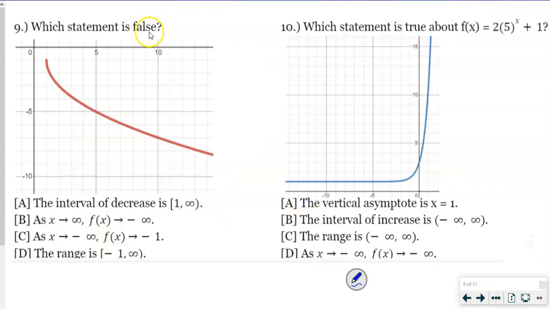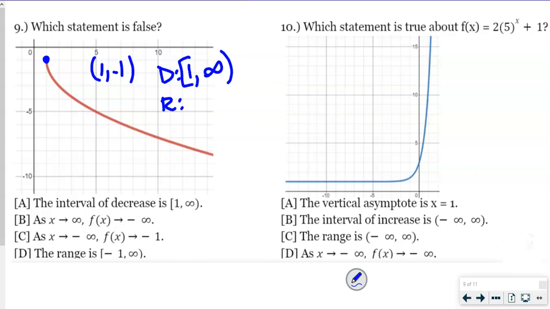All right, which statement is false? So the interval of decrease, so again, let's talk about this graph. This graph starts at 1, -1, doesn't it? Okay, let's talk about our domain. So our domain is going to be from 1 to infinity, right? And it's going to include that value.